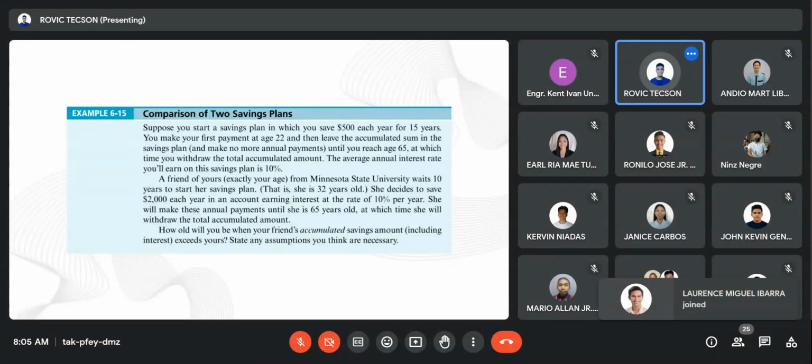A friend of yours, exactly your age, from Minnesota State University, waits 10 years to start her savings plan. That is, she is 32 years old.